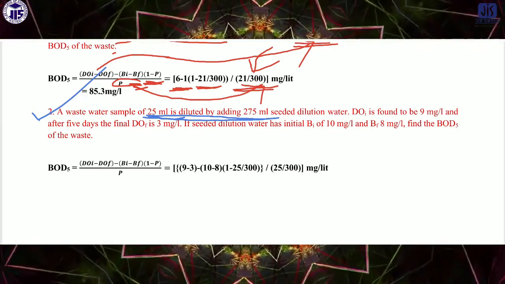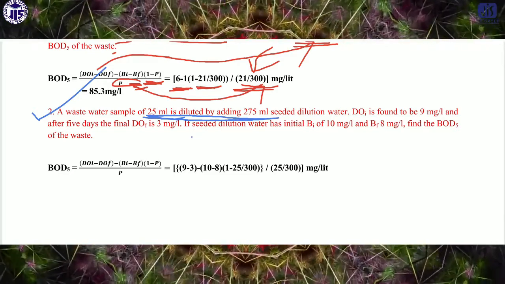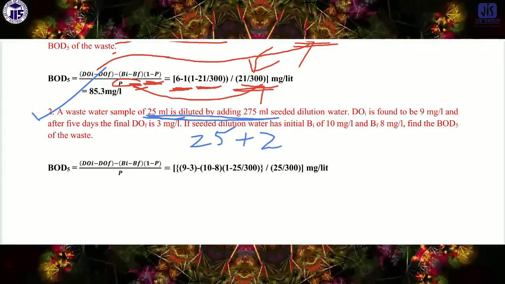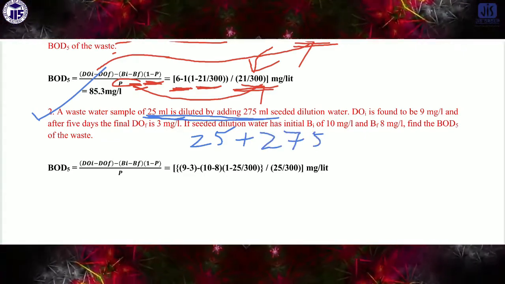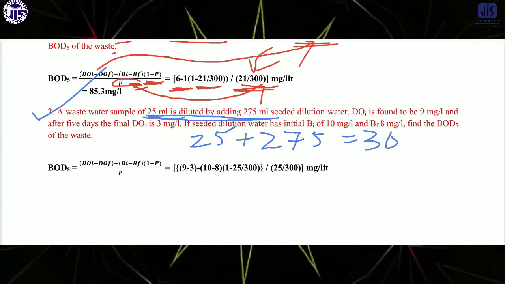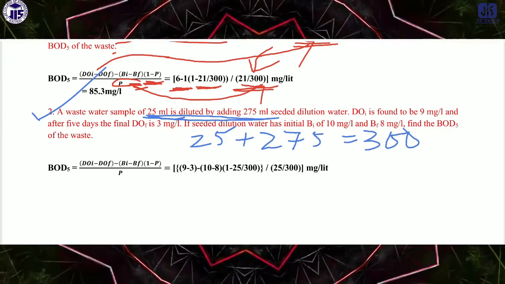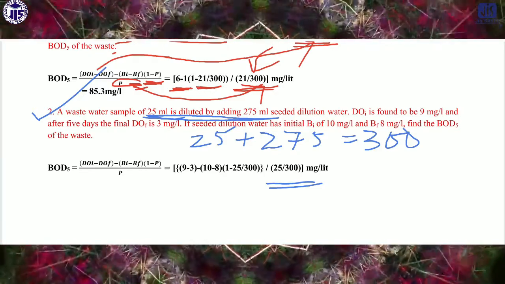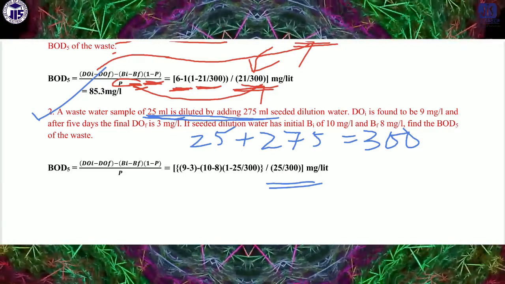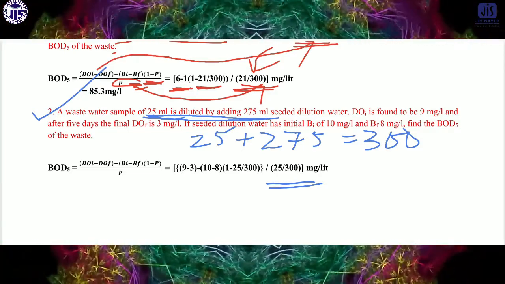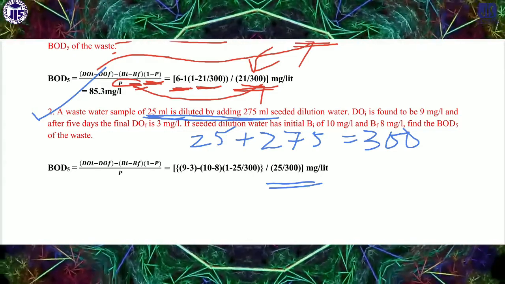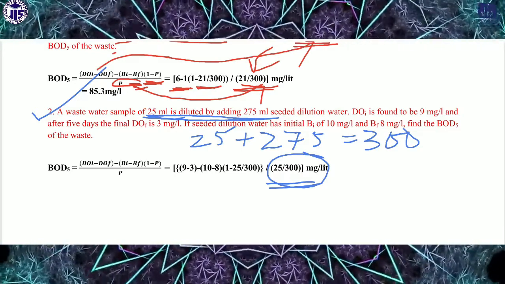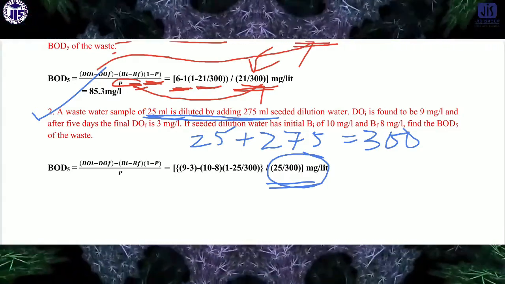The total volume of the bottle will be 25 plus 275. Okay, and this is 300, and that's why look here, it is given as 25 by 300. So 25 ml is the wastewater volume, and 275 is the remaining part, that means total volume 300. So p is equal to 25 by 300.